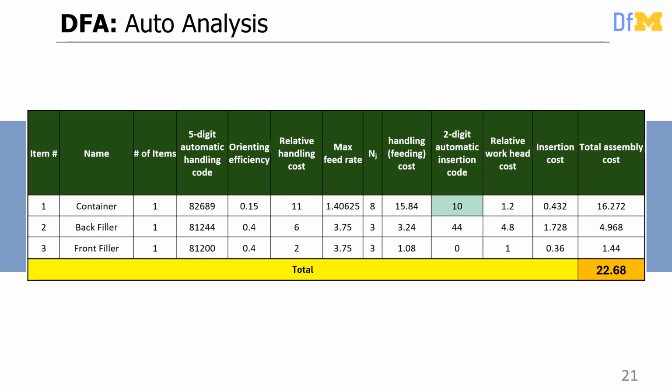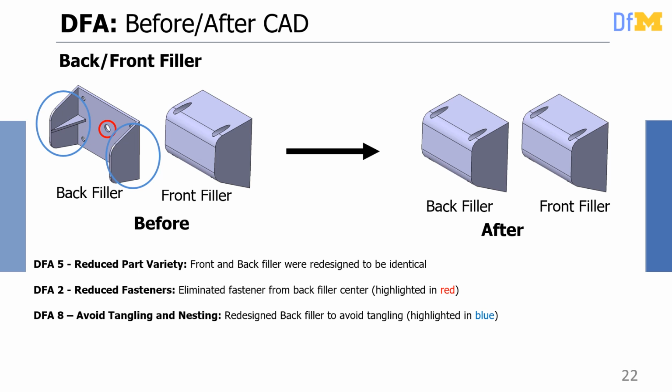Given that the container design has minimal areas of optimization, the focus of optimizing the design from the assembly standpoint and reducing the sub-assembly cost is the front and back filler. The slide shows the optimized front and back filler design based on the DFA guidelines, which helps us reduce the part variety and the number of fasteners. This also eliminates the possibility of tangling and nesting of the parts on the feeder. The modified features are highlighted in red and blue.